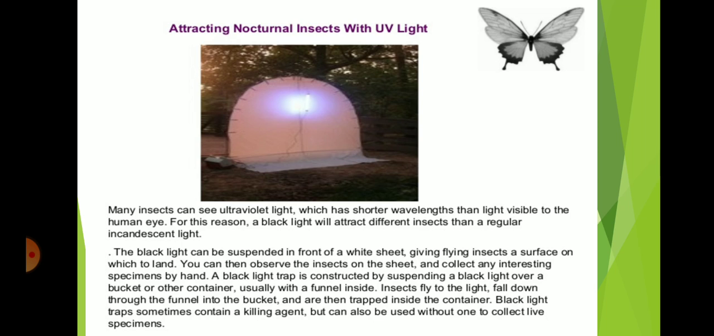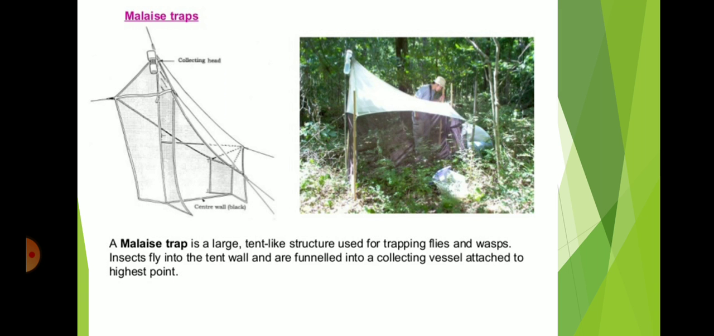So we can use this UV light attractant for the collection of nocturnal insects, by using the killing agent or getting the live specimen, because different kinds of insects are studied in biology. In zoology we study the different kinds of insects in entomology. So these insects are important for the study of entomology and they are collected by using the UV light attractant.